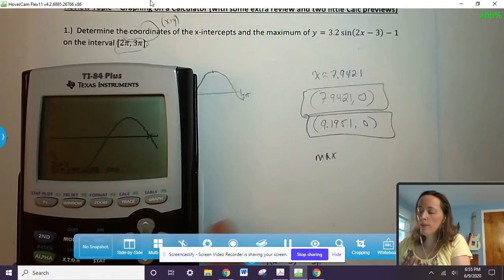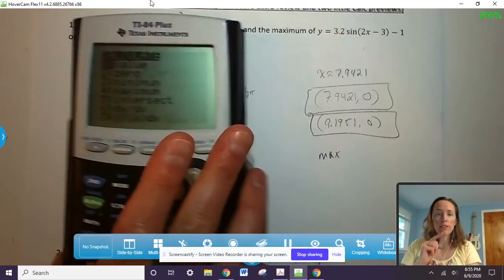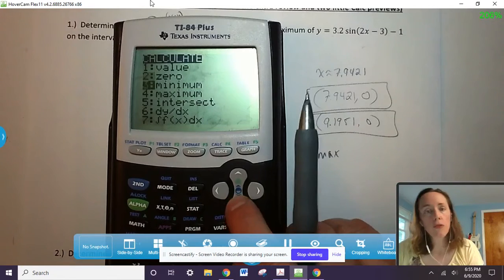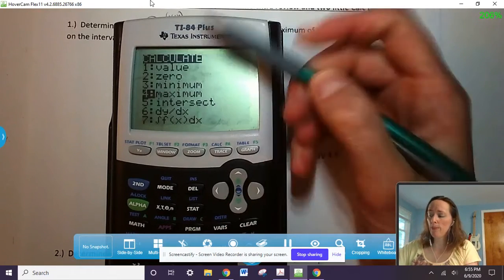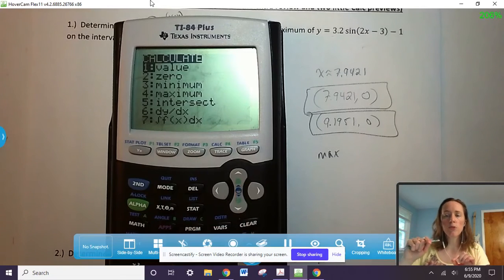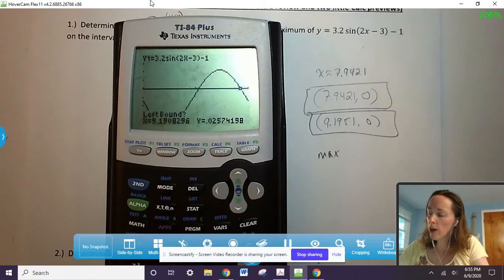So for a maximum, it's second trace maximum. And by the way, when you go to select second trace maximum, just to remind you, you don't have to scroll down to 4. You can, it's not a big deal. But when you hit second trace, if you want to find the maximum, you can just hit the number 4. It's a few fewer keystrokes, so it's good to be aware of.